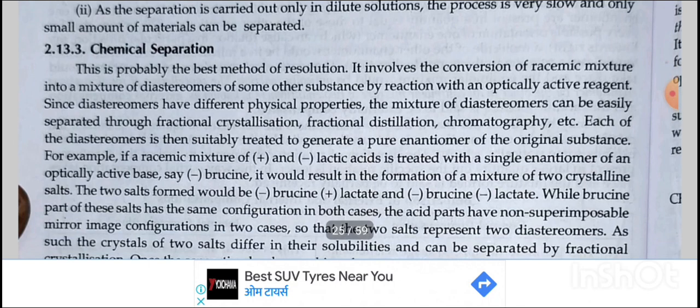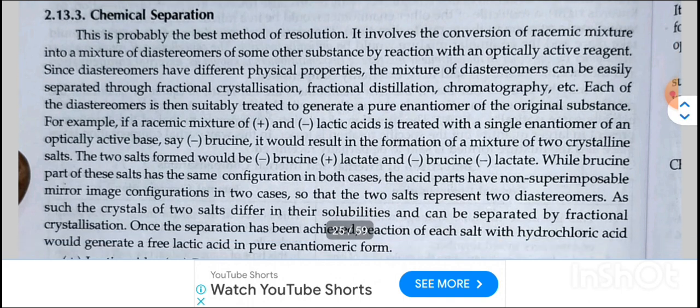Chemical separation: it is probably the best method of resolution. It involves the conversion of a racemic mixture into a mixture of diastereomers of some other substance by reaction with an optically active reagent. Since diastereomers have different physical properties, the mixture of diastereomers can be easily separated through fractional distillation, crystallization, chromatography, etc. Each of the diastereomers is then usually treated to generate a pure enantiomer of the original substance.